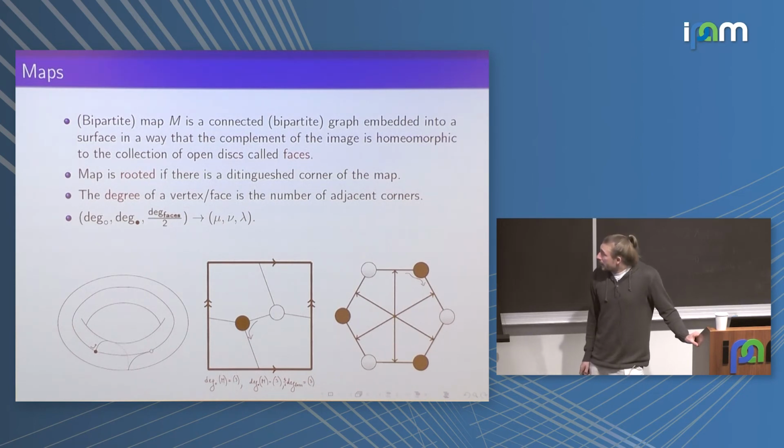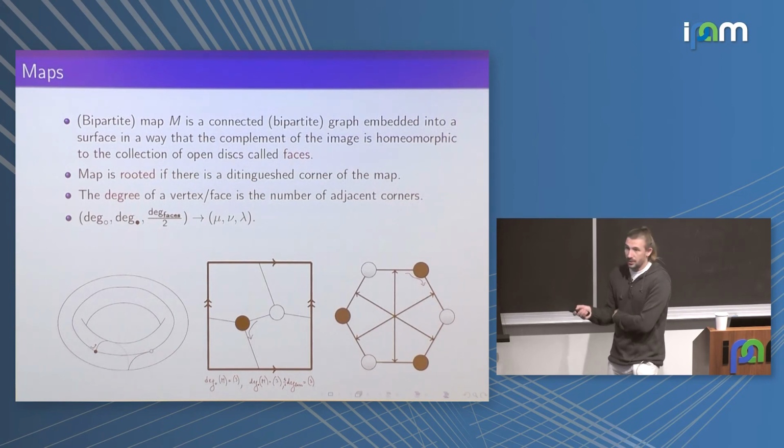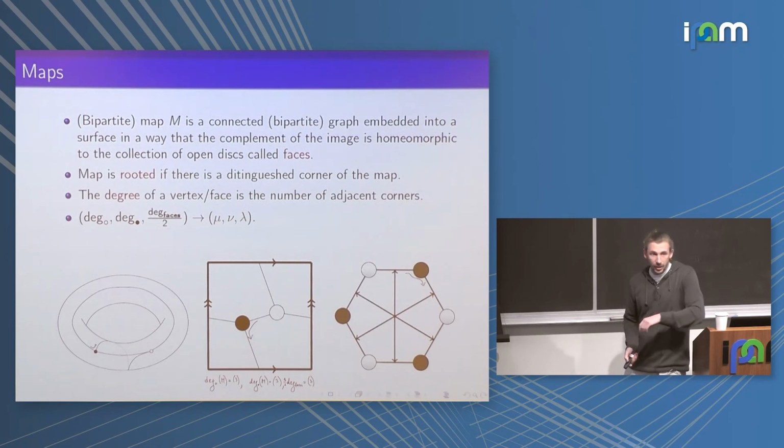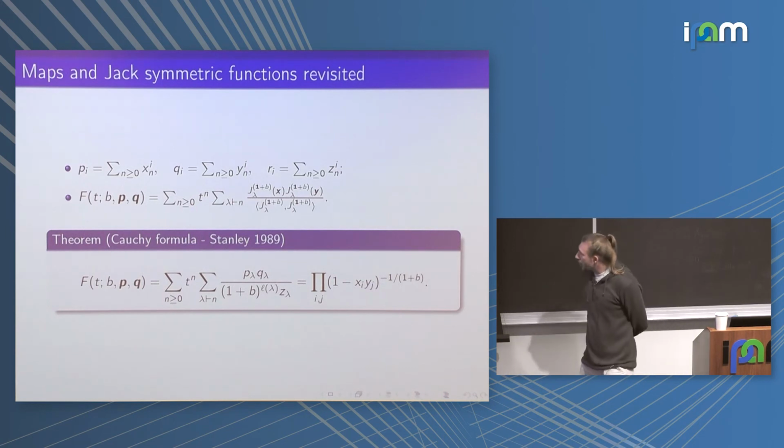Okay, so when I have this bipartite map, it has three naturally associated partitions. The first partition is the degree of white vertices. The second partition is the degree of black vertices, and the third partition is the degree of faces divided by 2. And when we were trying to understand Lassalle's conjecture, we found a very beautiful, much older conjecture of Goulden and Jackson, which already hints at a connection between Jack polynomials and maps. So let me show you this conjecture.